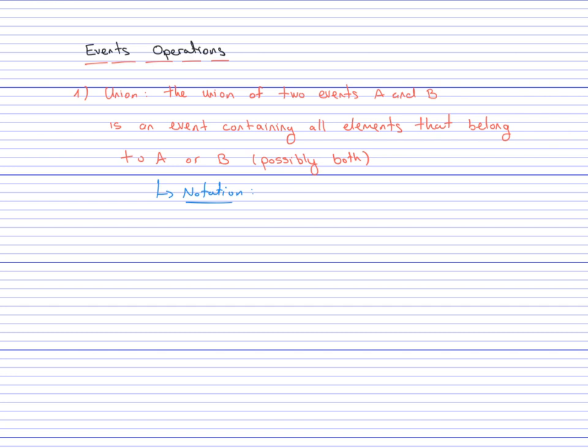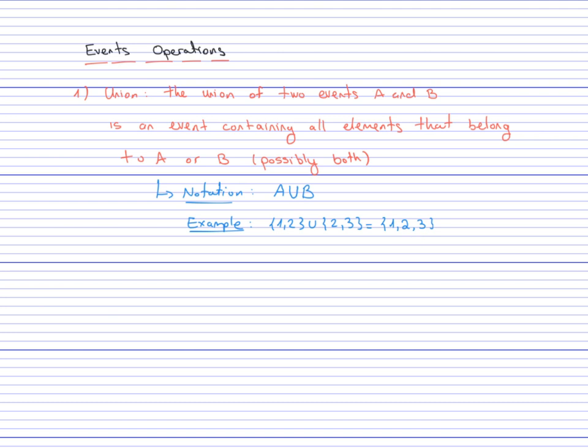So if I say A union B, we denote it using this symbol that represents union: A ∪ B. So for example, suppose that I want to compute the events {1, 2} union the events {2, 3}. This equals all the elements in A, or in B, or in both of them. So in the end we get {1, 2, 3}.